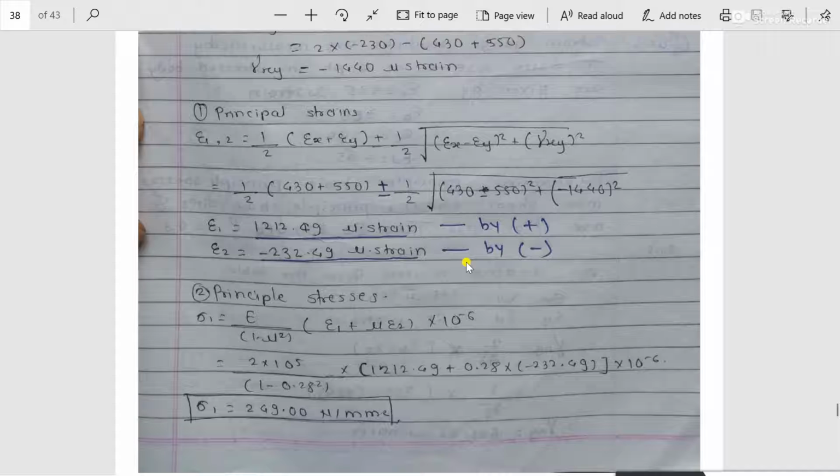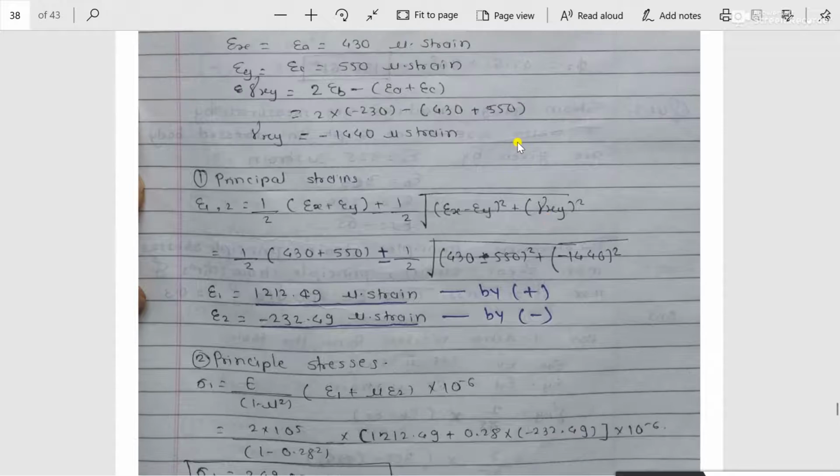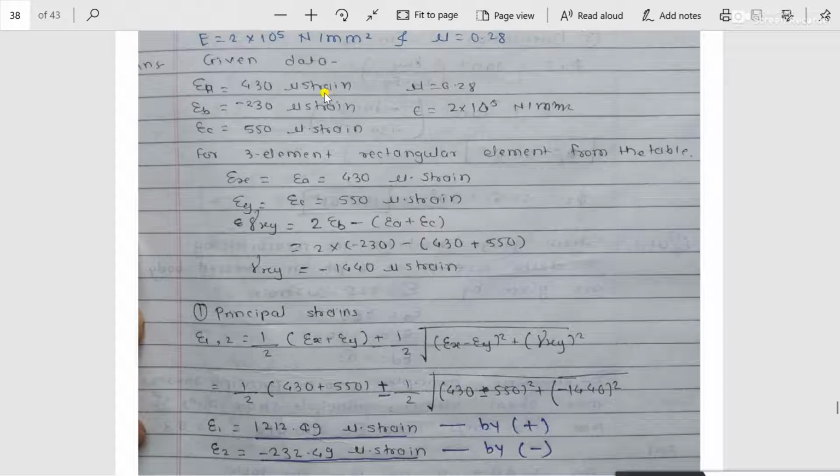So if I have to calculate epsilon 1 and epsilon 2, I have to write down the basic formula for epsilon 1. The formula for epsilon 1 and epsilon 2 calculation is 1 half in bracket epsilon x plus epsilon y plus minus 1 half square root of bracket epsilon x minus epsilon y bracket square plus gamma xy square. To calculate epsilon 1 and epsilon 2, initially I have to know epsilon x, epsilon y and gamma xy, but they are not given in the statement of the problem. But from the table I have mentioned, and from the type of rosette, using the values of epsilon a, epsilon b and epsilon c, I first have to calculate epsilon x, epsilon y and gamma xy, and only then can I find the unknown parameters.